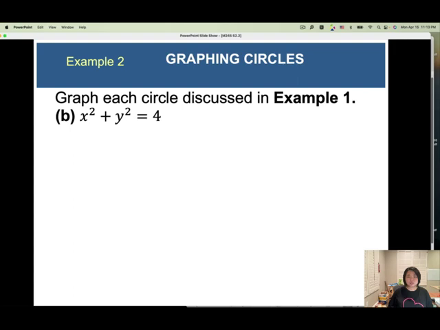Okay, try this one. Write it down. What is your center? What is the radius? And then graph the equation of the circle.